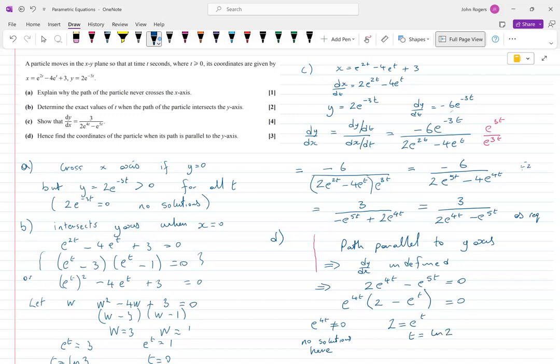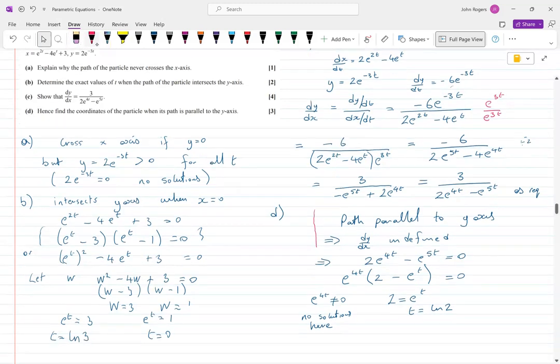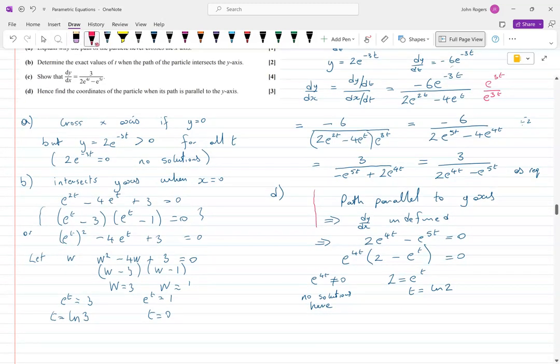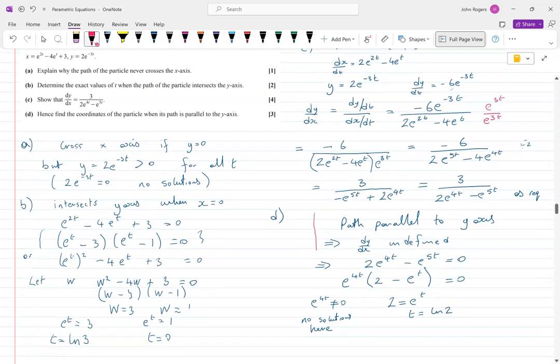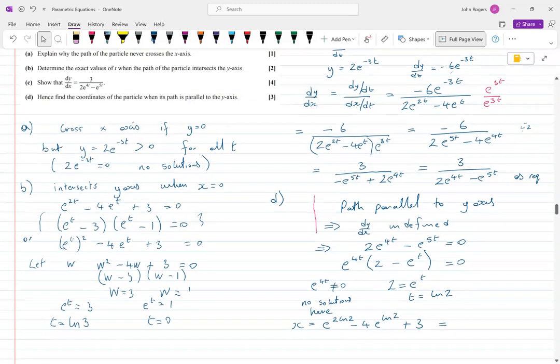So once we've got a value of t, we can just put those values back into x and y to get our values for x and y. So let's do that. So we've got x is equal to e to the 2 ln 2 minus 4 ln 2 e to the ln 2 plus 3. You can use a calculator here because it hasn't asked for detailed reasoning or anything.